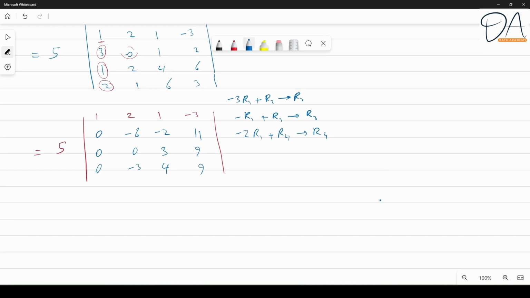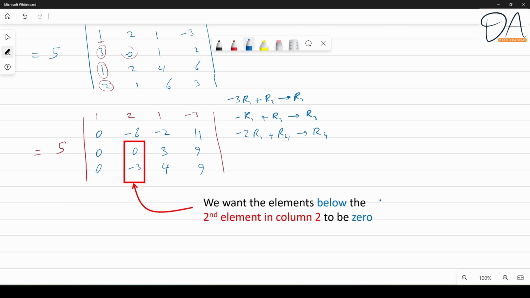So we already have fixed the first column. We have 3 zeros in the first column. The last 3 elements are 0. Now we need to move to the second column. What is our goal in the second column? We want the last 2 elements in column 2 to be 0.